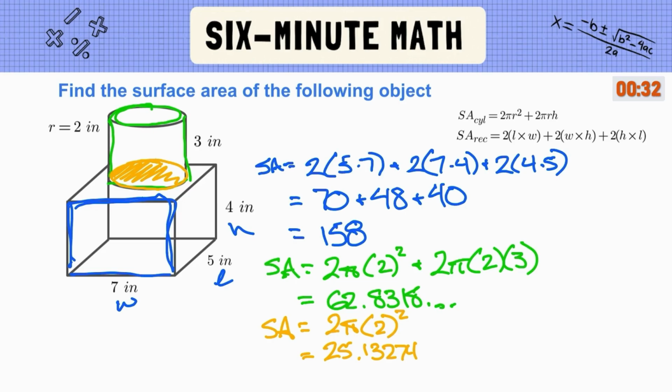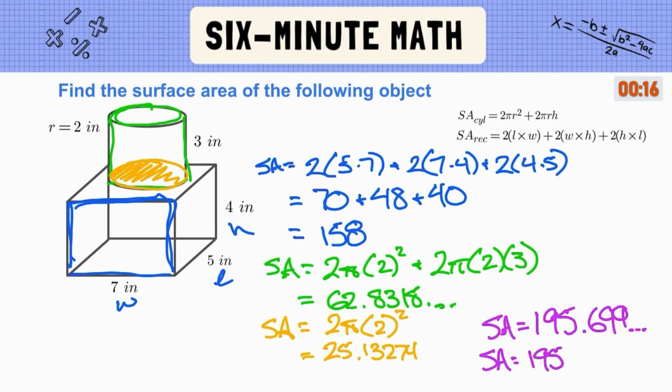So my final surface area is going to be 195.699 dot dot dot. And let's round that to the nearest tenth. So 195.7 square inches.